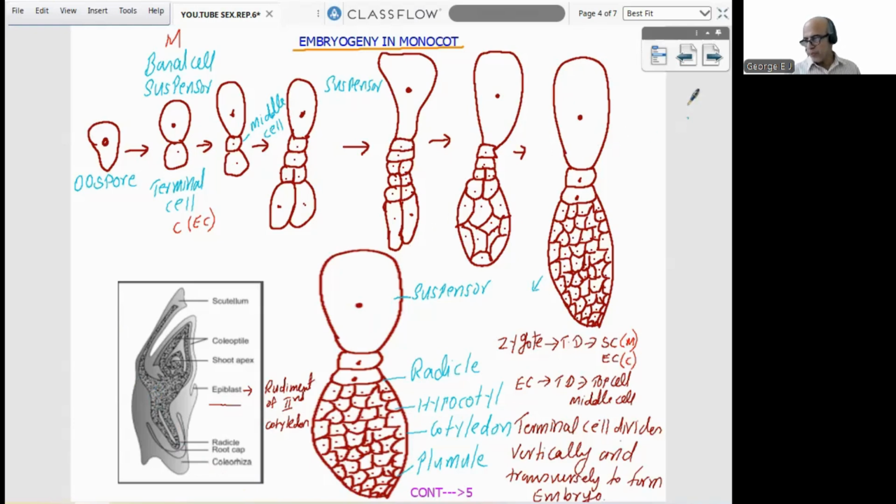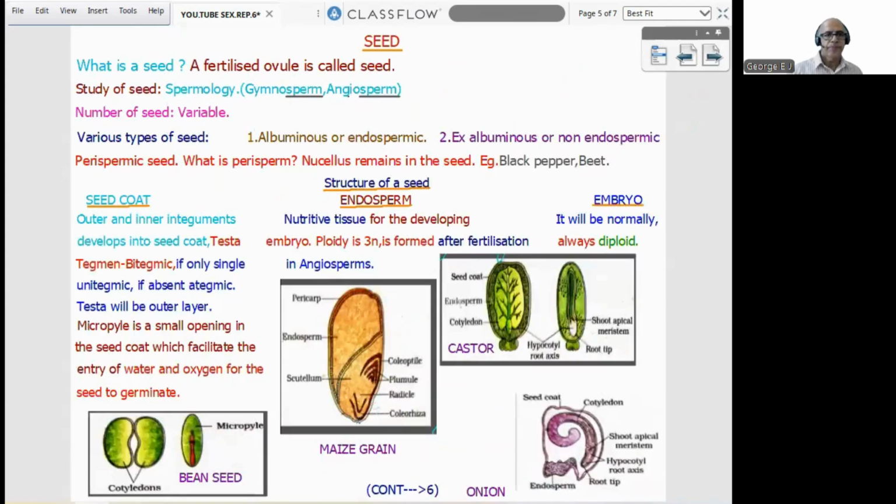Now, the next aspect for us is seed. What is a seed? A seed is a fertilized ovule. The study of seed is called spermology. In the plant kingdom, we study two groups of plants, gymnosperm and angiosperm, with the suffix sperm. Sperm means seed. So automatically, it is another question: in the plant kingdom, spermatophyta starts with, ends with. Seeds we can find only in gymnosperm and angiosperm, so they can be otherwise called spermatophyta, seed-bearing plants.